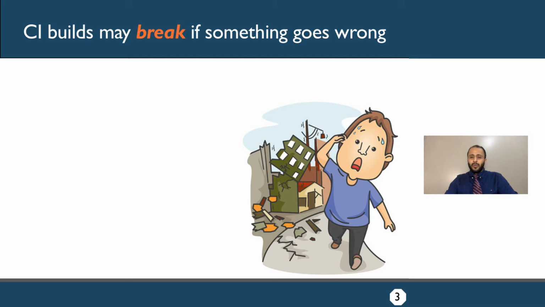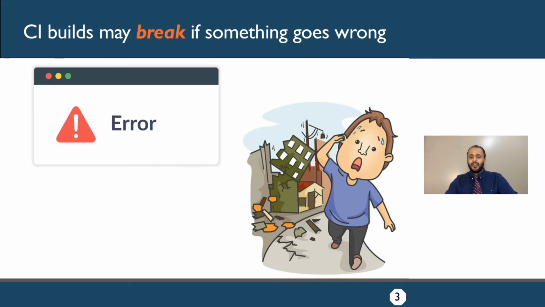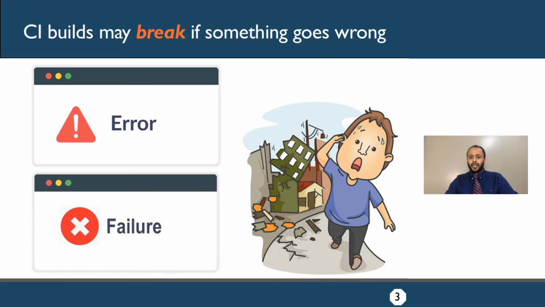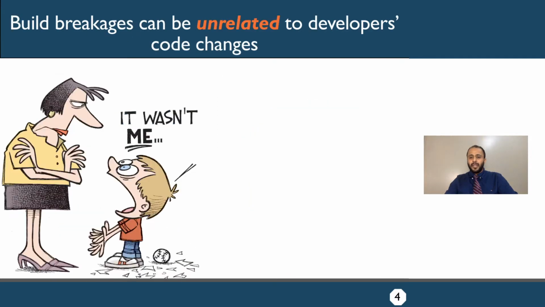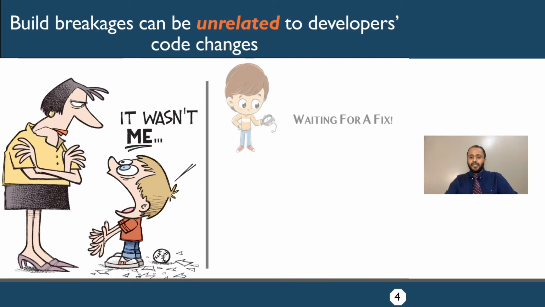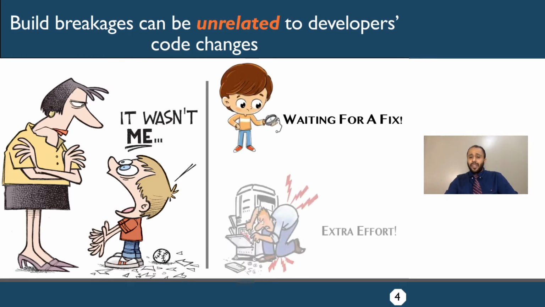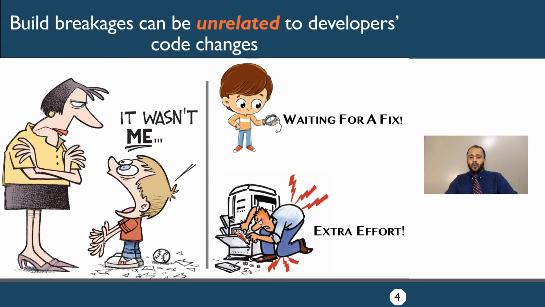CI builds are not always successful. They may break due to errors while installing dependencies or failures while compiling or running tests. However, these breakages are not always related to developers' activities. They can be incidental, which can introduce an overhead as developers may be required to wait for the person who broke the build to fix it, or they may have to make unnecessary changes without being able to fix the breakage.